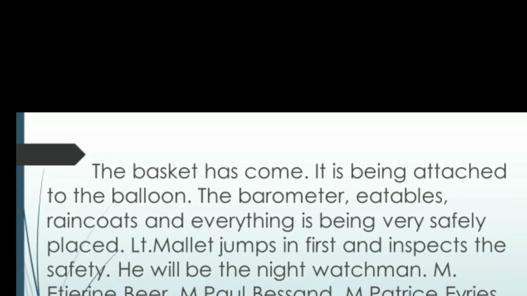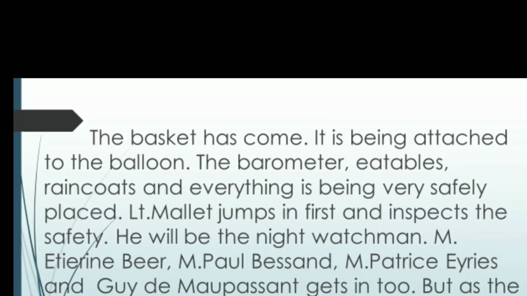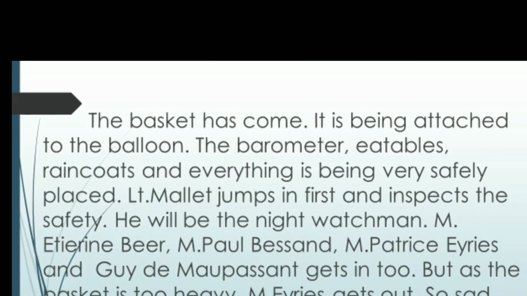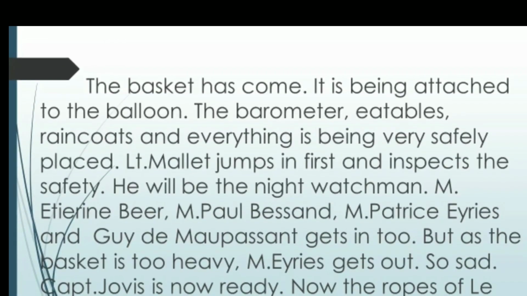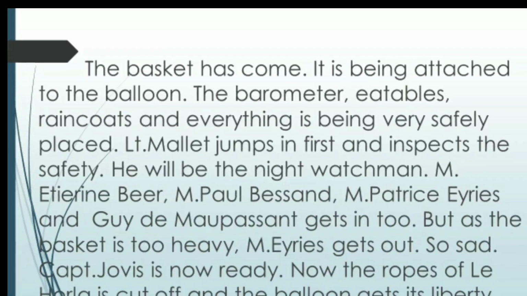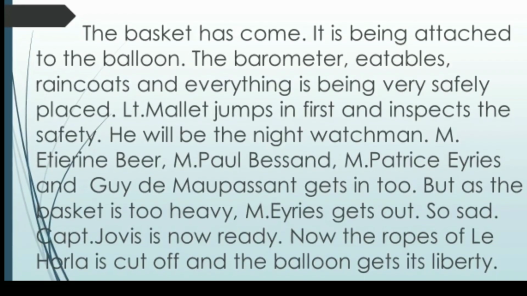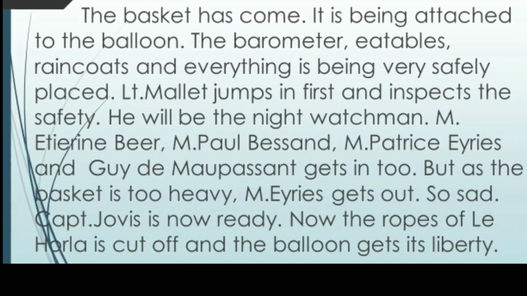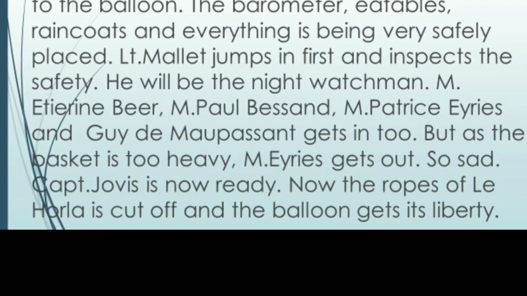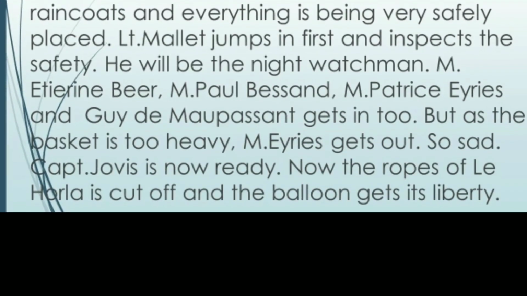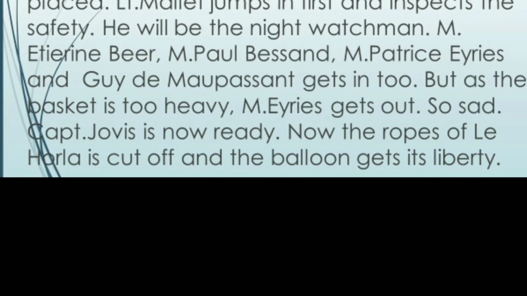The basket has come. It is being attached to the balloon. The barometer, eatables, raincoats and everything is being very safely placed. Lieutenant Mallet jumps in first and inspects the safety. He will be the night watchman. Major Etrin Beer, Major Paul Bazin, Major Patrice Iris and Guy du Maupassant get in too. But as the basket is too heavy, Major Iris gets out. So sad. Captain Jovis is now ready. Now the ropes of Horla are cut off and the balloon gets its liberty.